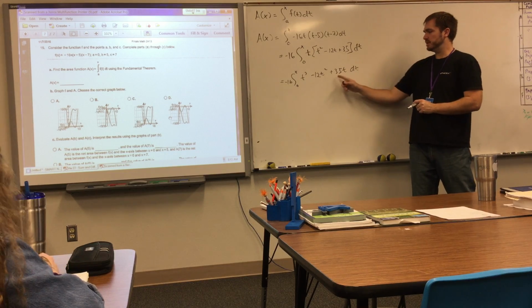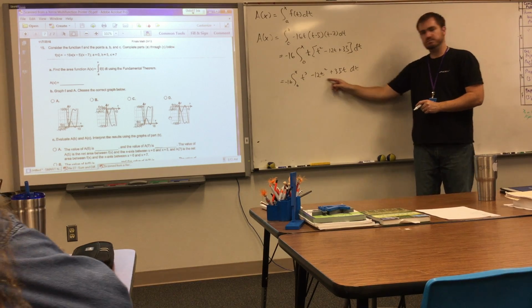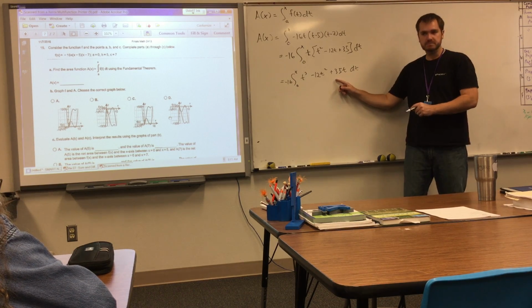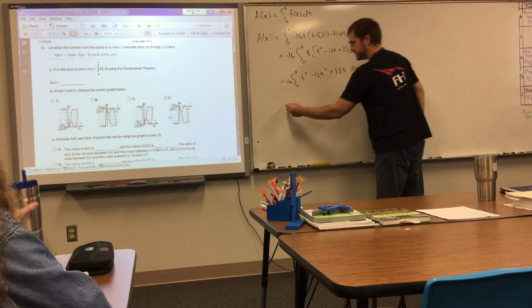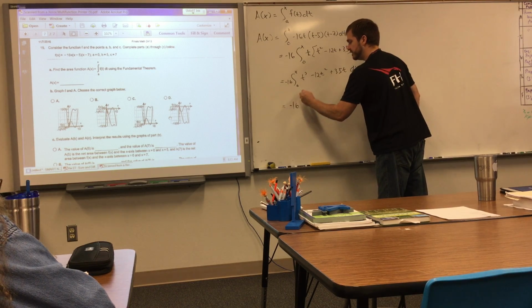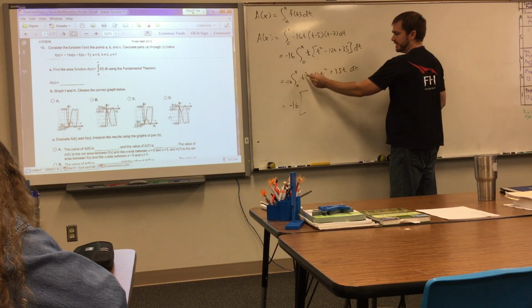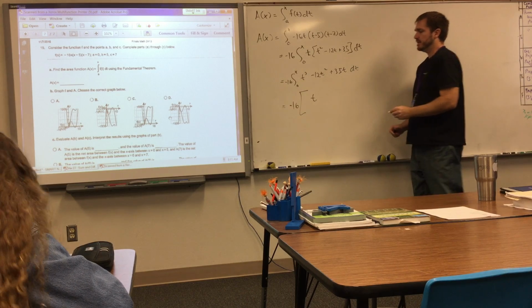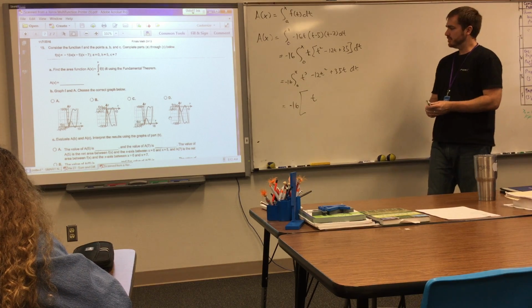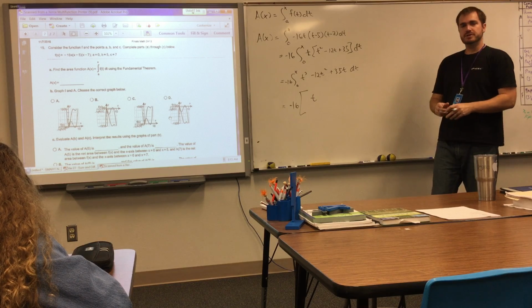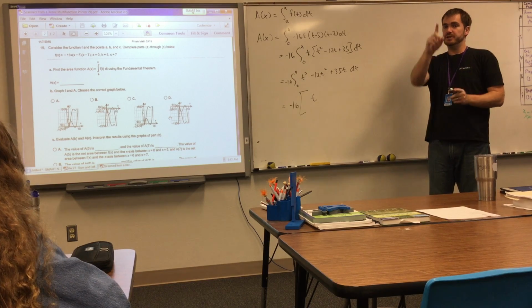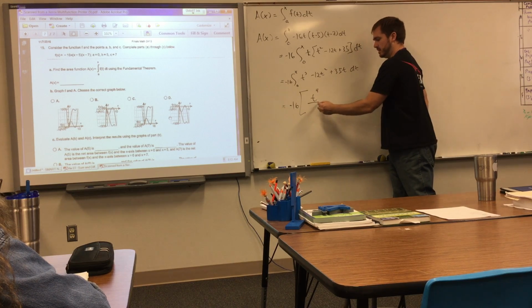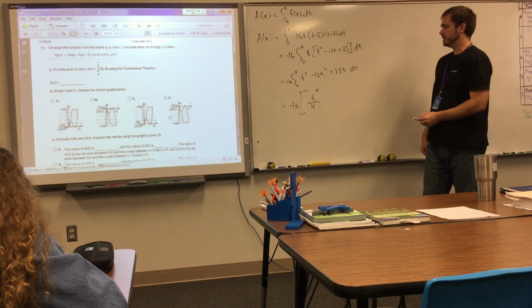So t cubed minus 12t squared plus 35t. And you should be pretty confident taking the antiderivative of this, right? Miranda says yes. Thank you, Miranda. So the antiderivative of t cubed is t to the fourth, over 4. Yes, he's closer. It is t to the fourth over 4.